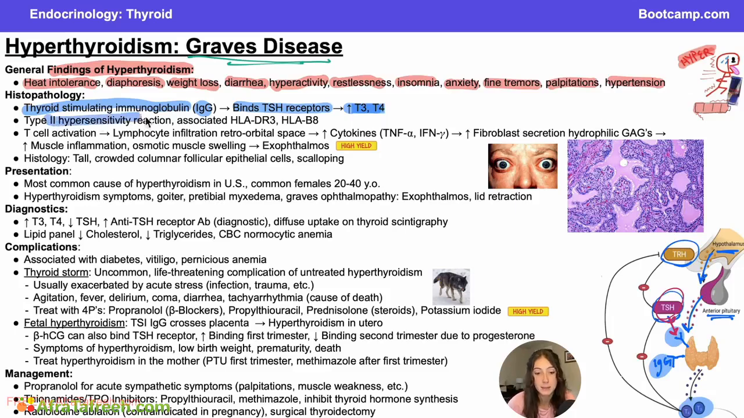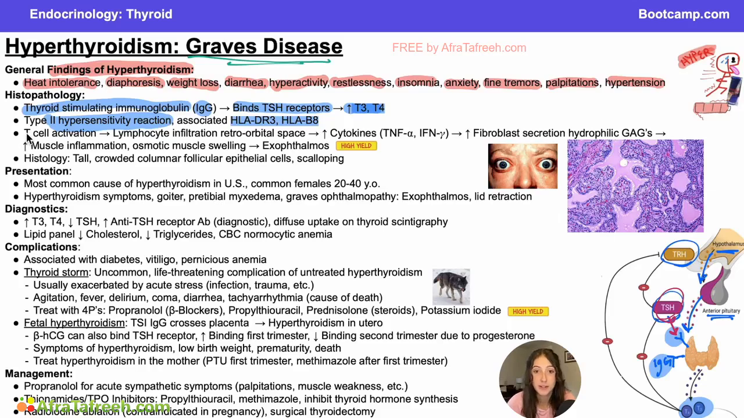This is of course a type 2 hypersensitivity reaction. It's type 2 because when we have IgG, that lone autoantibody causing our hypersensitivity reaction, that is type 2. It's not a complex, so it's not type 3, it's not IgE, so it's not type 1, it is type 2. This is also going to be associated with our HLA-DR3 and HLA-B8 types. So it's important to just memorize these and know them because sometimes they do show up on step 1.